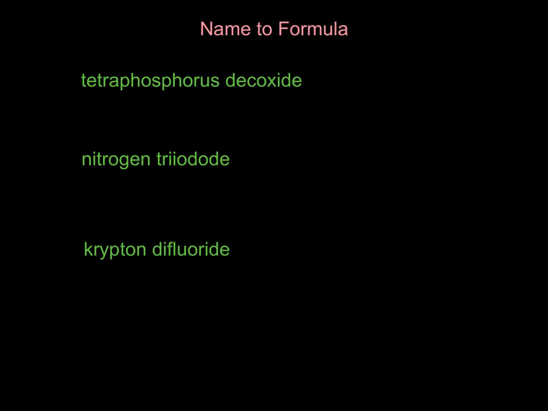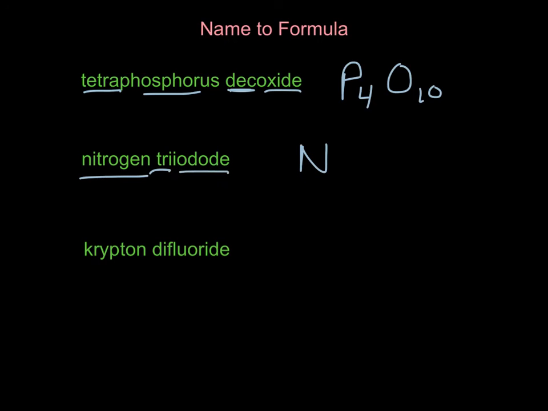Okay. Tetraphosphorus, so P4, decaoxide, O10. Nitrogen triiodide, that should be an I, sorry about that. Triiodide, so I, and three of them. Krypton, that's Kr, difluoride, F2. So covalent compounds, you can spend days talking about how to name ionic compounds, and then covalent compounds you can learn in like 5 minutes, and that's it.